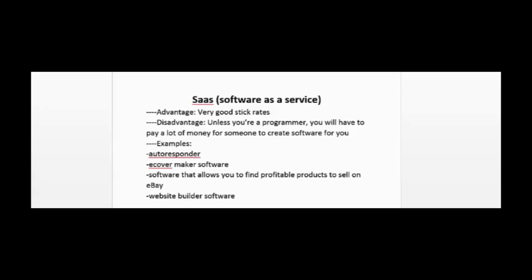Another great recurring income model is software as a service, otherwise known as SaaS. Okay, and this is where you provide a software, but instead of people downloading it, they would access your software through a membership site. Okay, so some examples of that are an autoresponder, e-cover maker software, some type of research software or tracking. For example, one that allows you to find profitable products to sell on eBay.